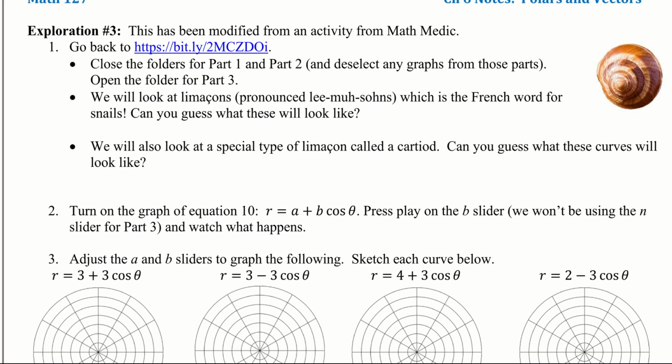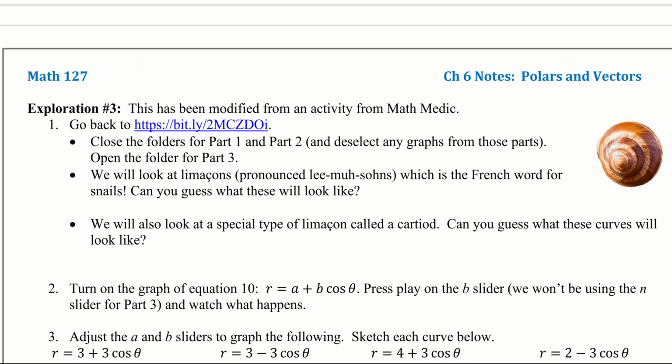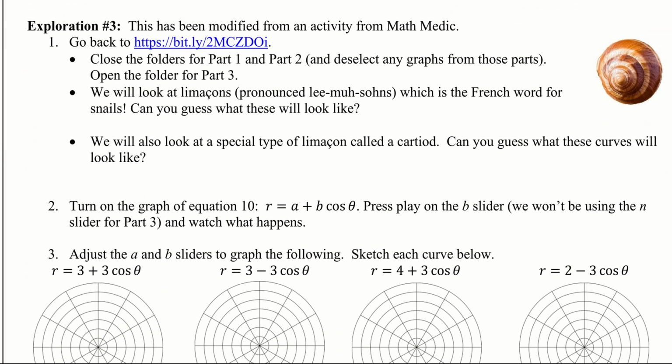Okay, we have another exploration. This one is also for Mathematica. We're going to go back to the same one. I'm going to close the folders for parts 1 and 2. By the way, the rose curves for most people are the hardest ones, so you made it through that. I'm going to close the folders for parts 1 and 2, open the folder for part 3, and I'm going to look at limacons.